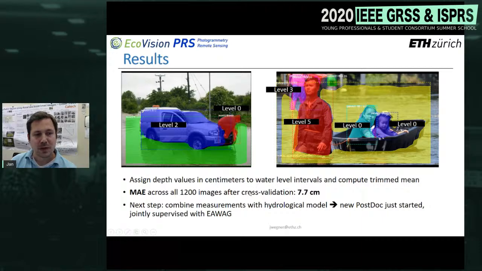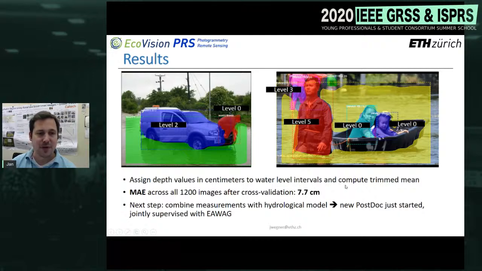Yes, and if we do this, we then compute the trimmed mean across all of these water levels. We do this for 1,200 images, and after cross-validation, we get a mean absolute error of around 8 centimeters, which is rather good.